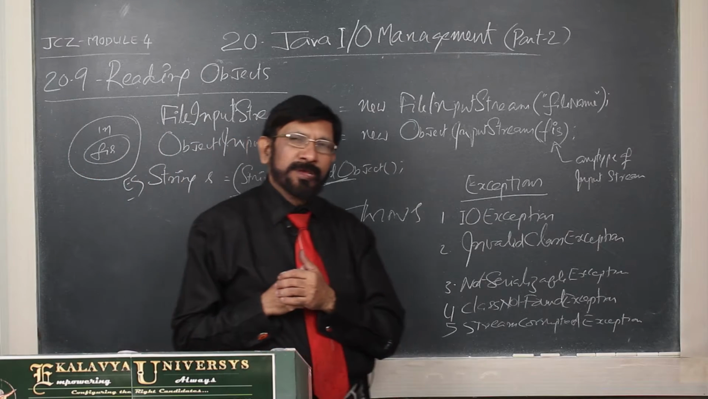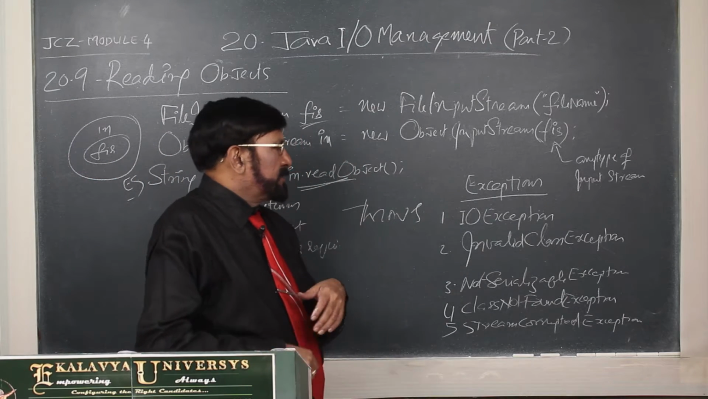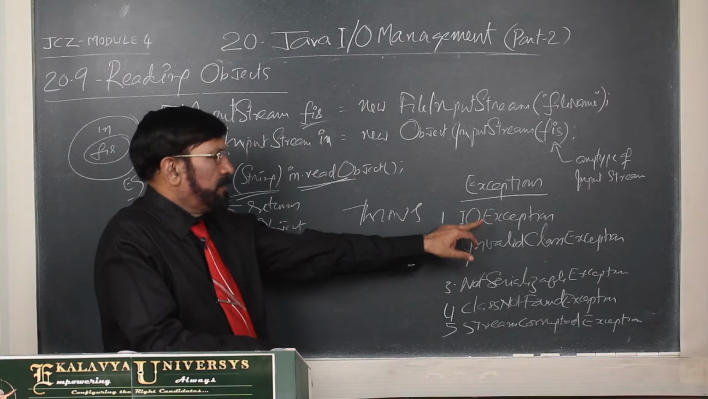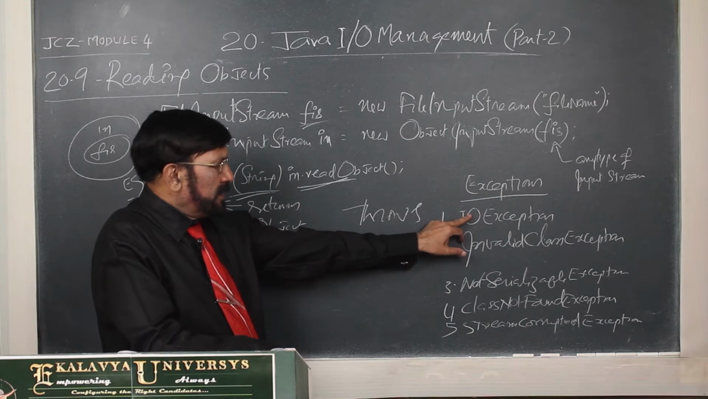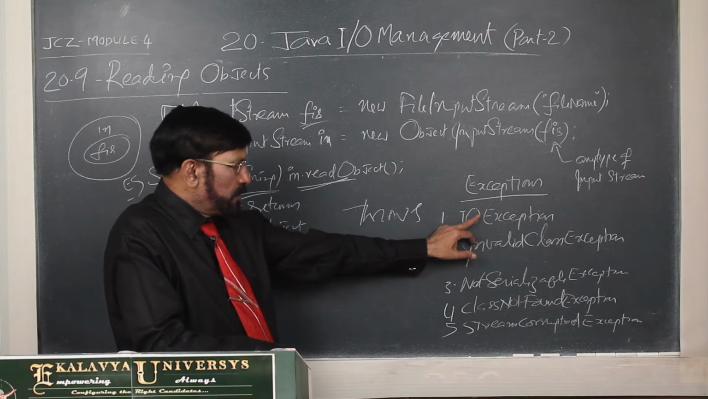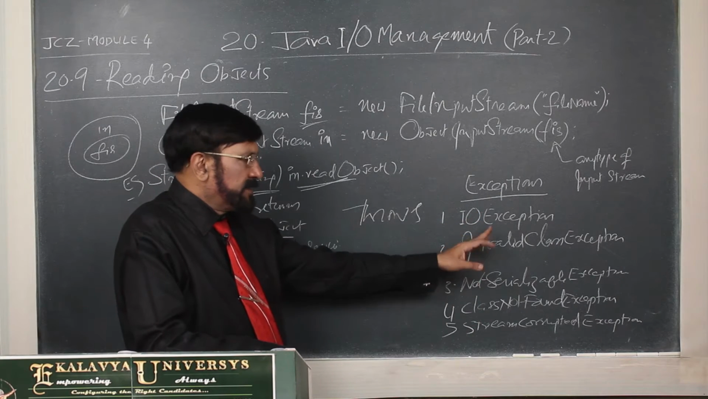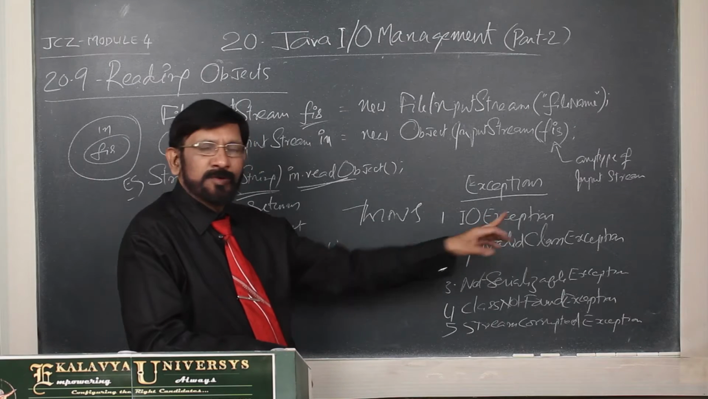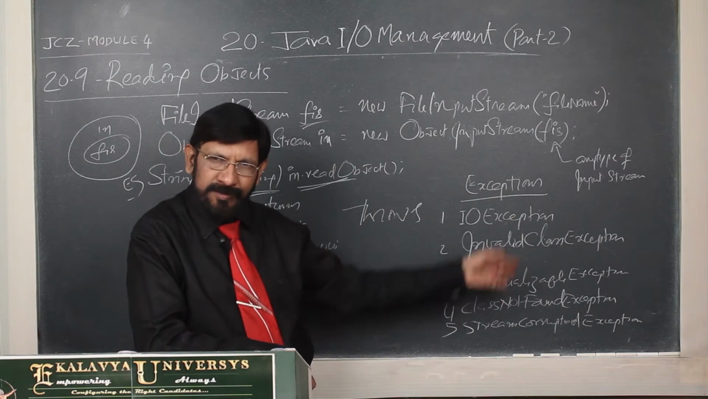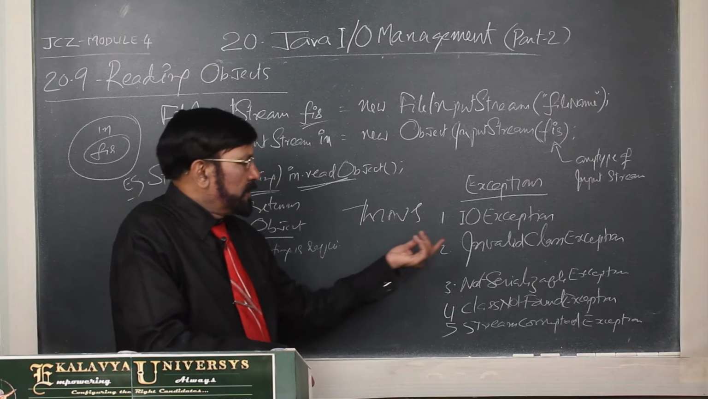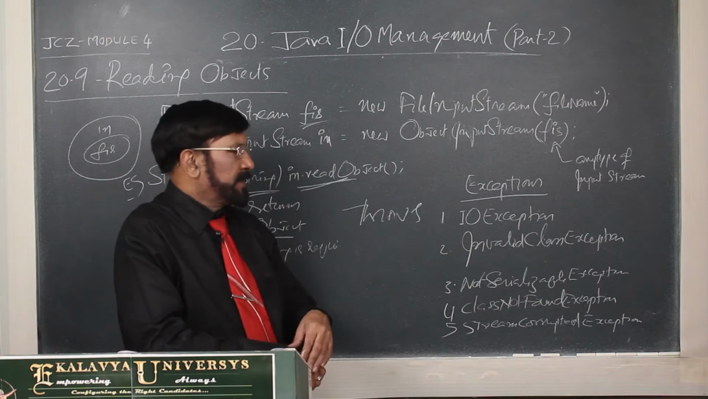Thereafter, the exceptions that are thrown. One is IOException, that I already explained. It is the superclass for all these. These are indirect subclasses of IOException. So if you write IOException, that is enough. It covers everything. Otherwise, if you want to write individual exceptions, you can write.